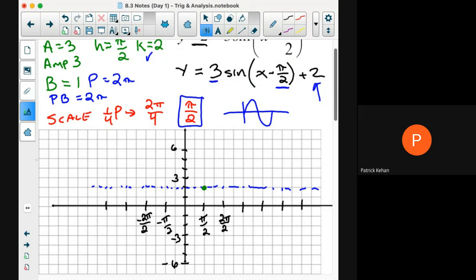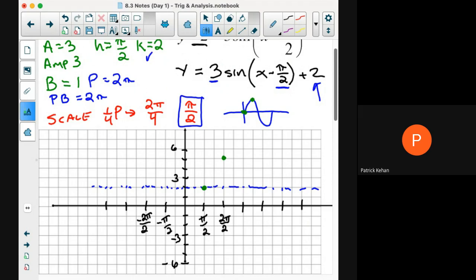So right now, this green point that you see on the board is similar to that starting point on that cycle. The next point I put on the board is going to be a high point. So I'm going to move 1/4 of a period over, from pi over 2 to 2 pi over 2. And my high point, right now my amplitude is 3, so I have to move up 3 units. 1, 2, 3, and I am 1/4 of a period over right here.